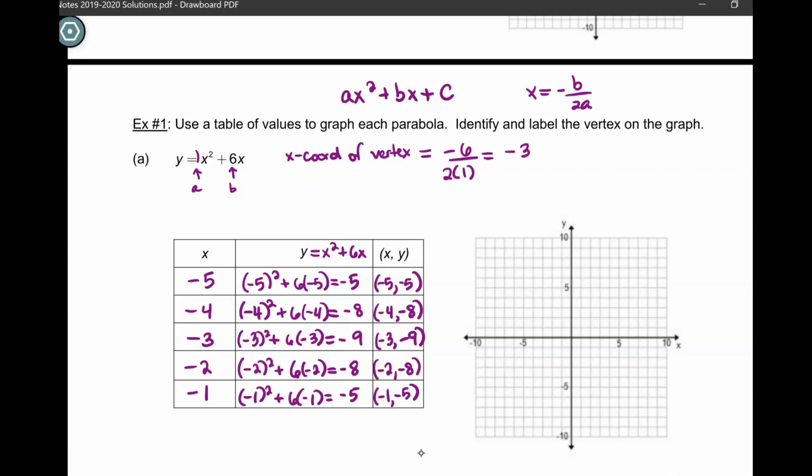So now I have negative 5 there. Negative 4, negative 8. Negative 3, negative 9. Negative 2, negative 8. And negative 1, negative 5. And your points should, that actually didn't look very, there we go. And identify and label the vertex. So that was negative 3, negative 9.